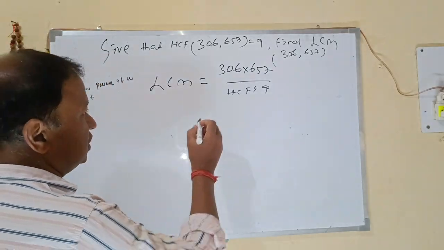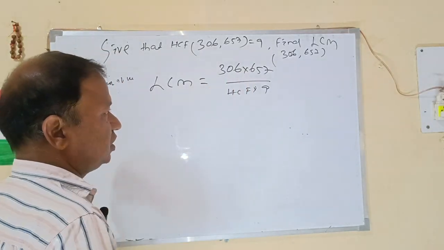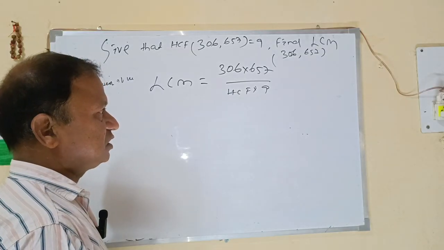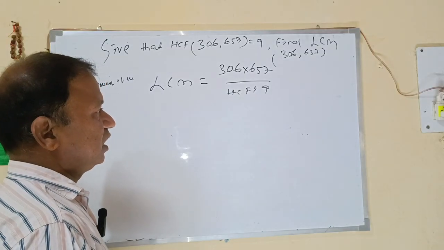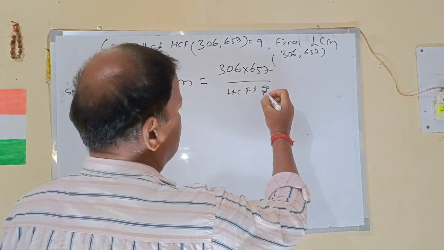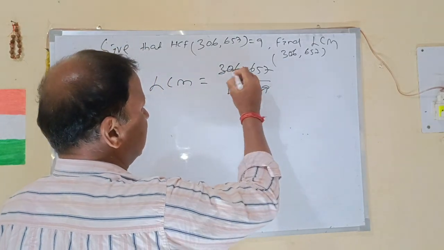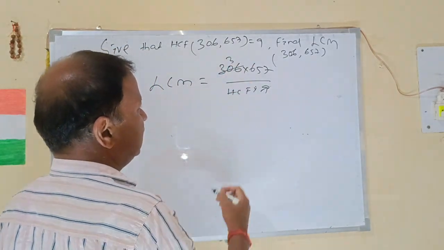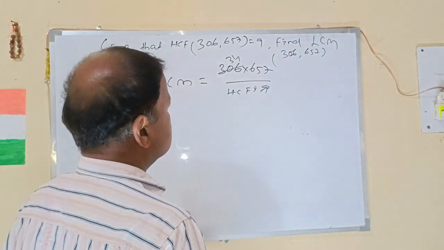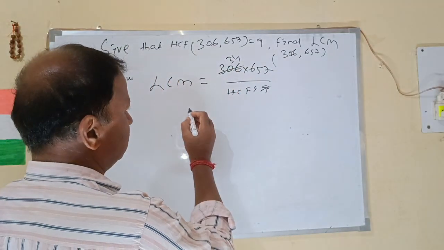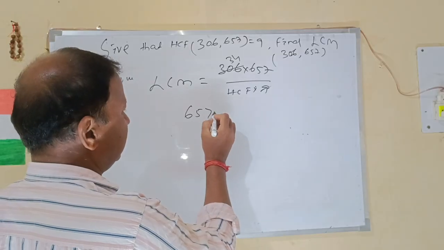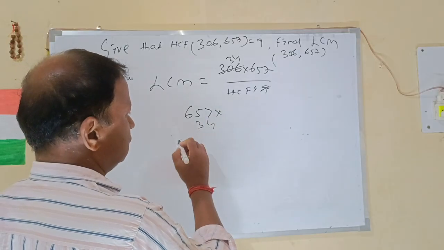So 306 into 657 by 9. We have to divide by 9. 9 3s are 27, 9 4s are 36. So we have to multiply 657 into 34.